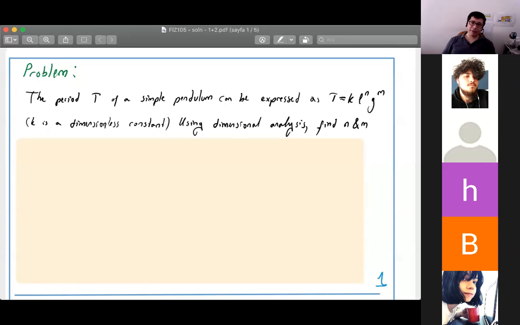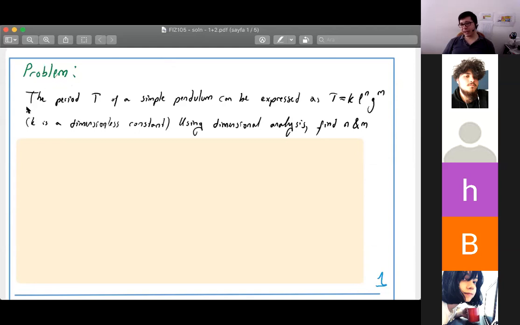On Thursdays, I will do exclusively problem solving, okay? And I will start with some example problems from chapter 1, which was about measurements, significant figures, and dimensional analysis. So here's our first example problem.